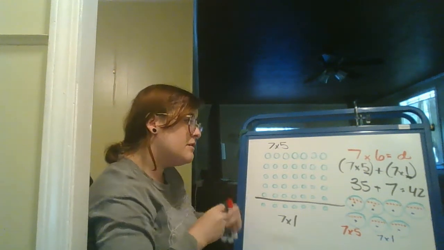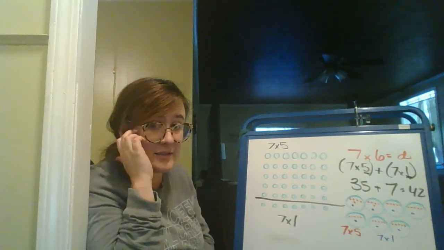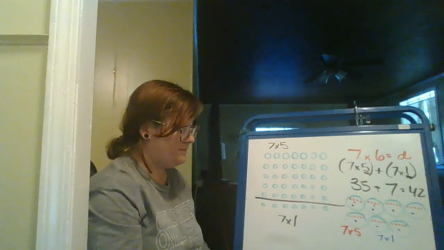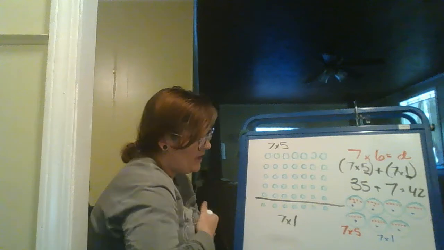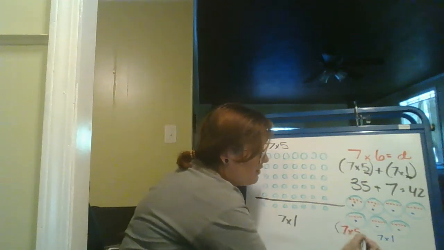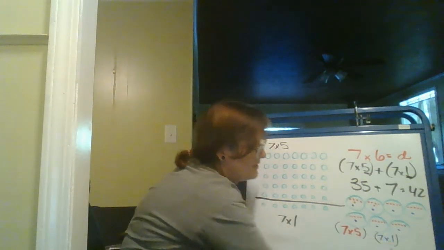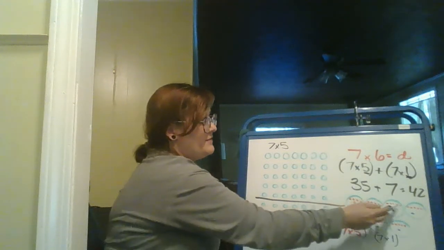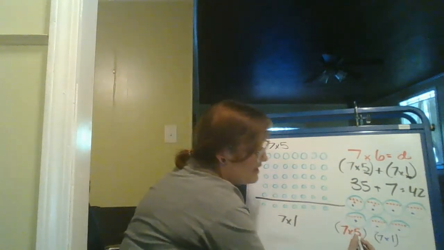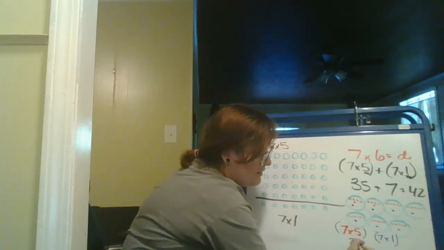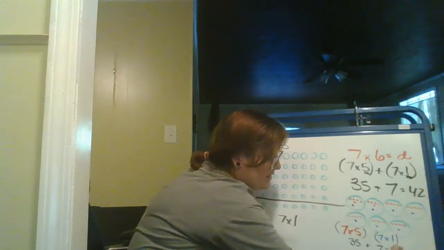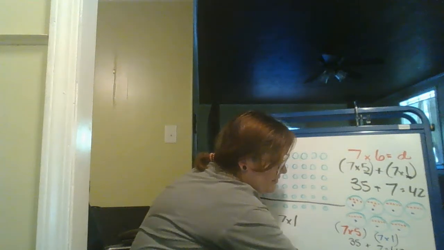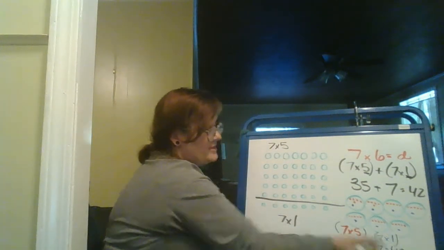But I want to know how many dots there are altogether. So I'm not going to count them all together. I'm going to count them separately. I'm going to count all my red dots. And that gives me 5, 10, 15, 20, 25, 30, 35. And I'm going to count all the blue dots. That's 7. And all the dots together, the red dots plus the blue dots, equal 42.